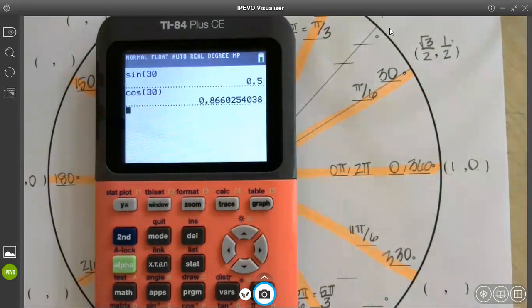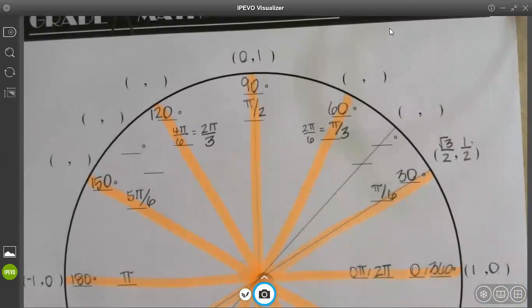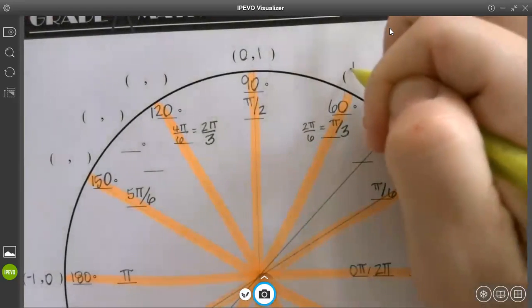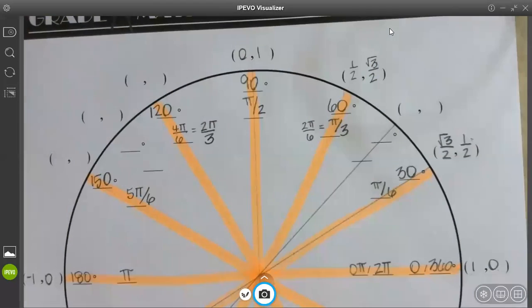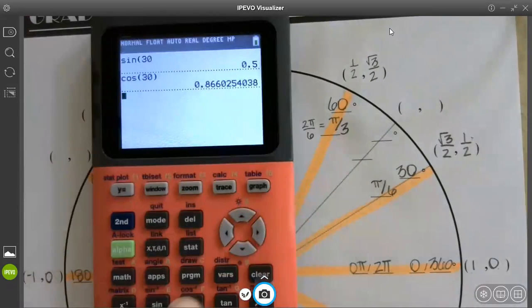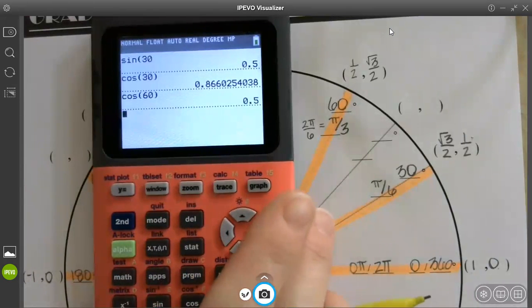Does everybody understand that? So 45s are what? Square root of 2/2, and everything is based off wherever quadrant it's in. And then your 60s or your 30s and 60s are square root of 3/2, 1/2. Your next one up here, you're just going to rotate the coordinate. So if I put in cosine of 60, what am I going to get? 0.5 because it's your x coordinate.